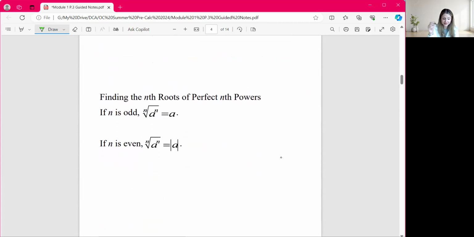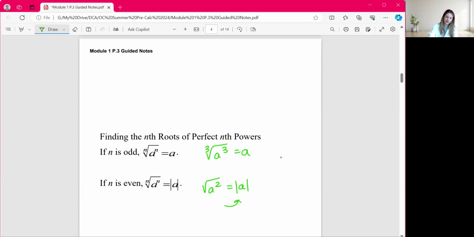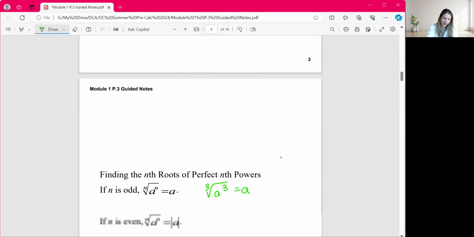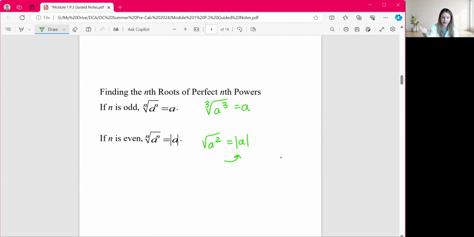So finding those nth roots, if n is odd, we know the nth root of a to the n is a. If n is even, the nth root of a to the n is the absolute value of a. Okay, and so I have an example here. We can say like the cube root of a cubed is just a, and the square root of a squared is the absolute value of a. Going back to the slide right before this, where we can only have a real solution for a negative if my index is odd. So this absolute value ensures that I'm going to get a positive number.